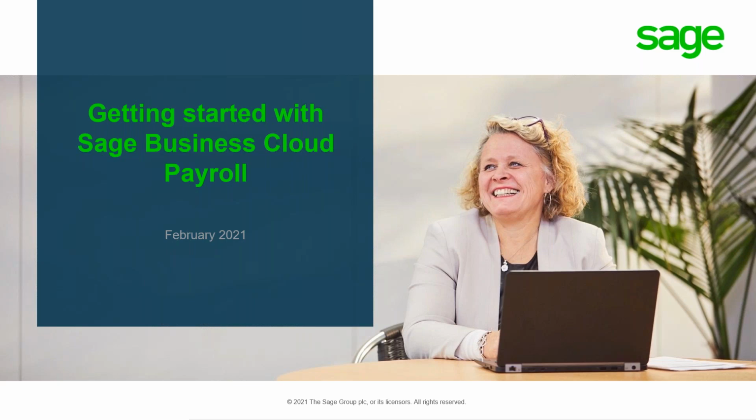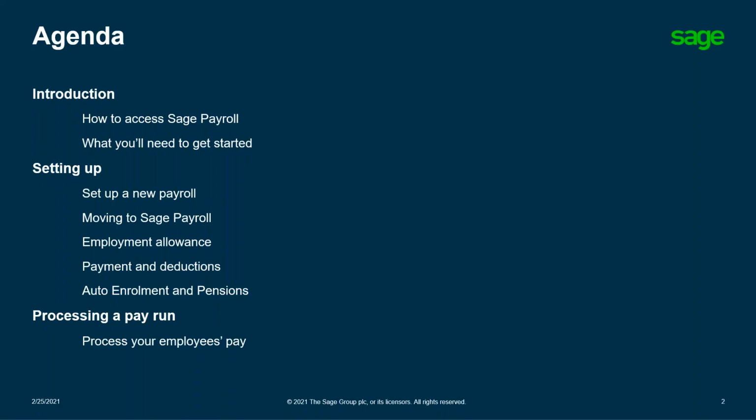So let's first take a look at what we're going to cover over the next hour. We're going to begin with an introduction explaining how to access Sage Payroll, how to add it to a subscription if you haven't already done so, and how to navigate through the software, showing you some of the most used areas. And then we're going to go through a bit of a checklist of what you'll need to actually get started and up and running using Sage Payroll.